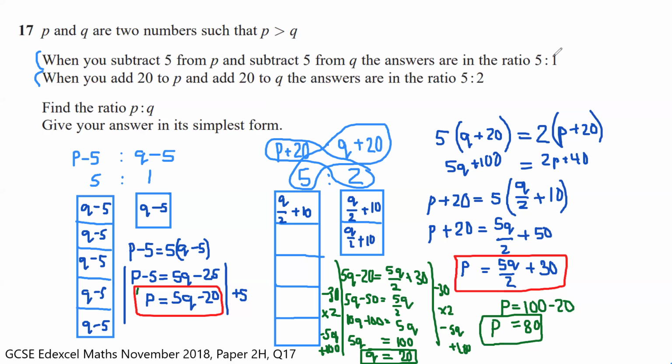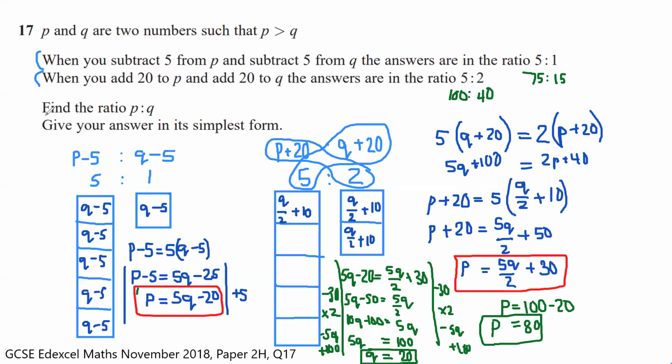Good, they are. When you add 20 to p, we're going to end up with 100, and add 20 to q, we're ending up with 40. The answers are in the ratio of 5 to 2. Again, they are. It fits. Okay, we can simplify this down to 5 to 2, and then if we've got 75 to 15, again, obviously we can simplify that to 5 to 1. This is looking good so far. We've managed to check that our answers fit the criteria we've been given.